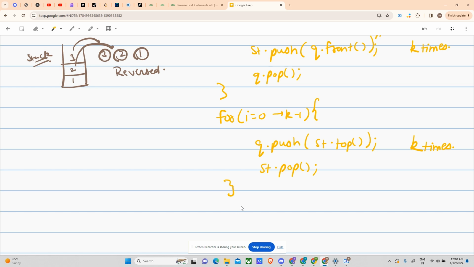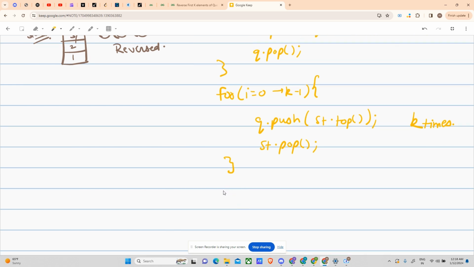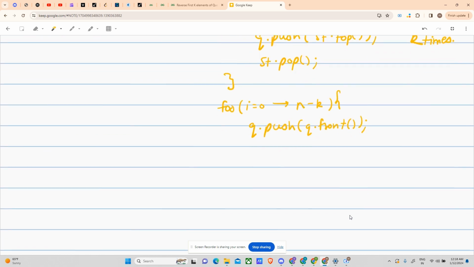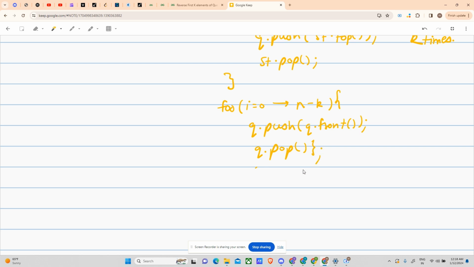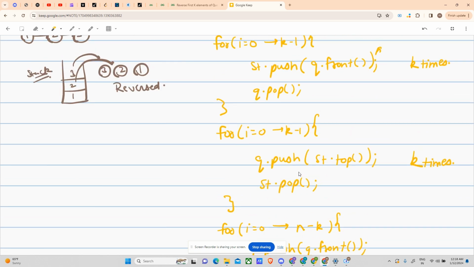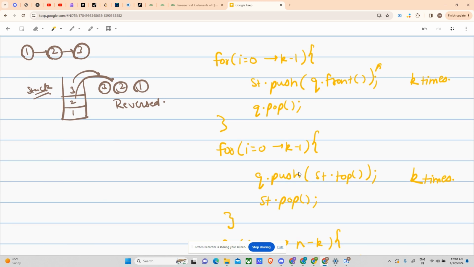After that, now for n minus k times, what we have to do is, for i going from 0 up till n minus k, n was the total length of the queue, q.push(q.front element), and then q.pop. This is our whole pseudo code, I have written the virtual code only here. So let us analyze it.